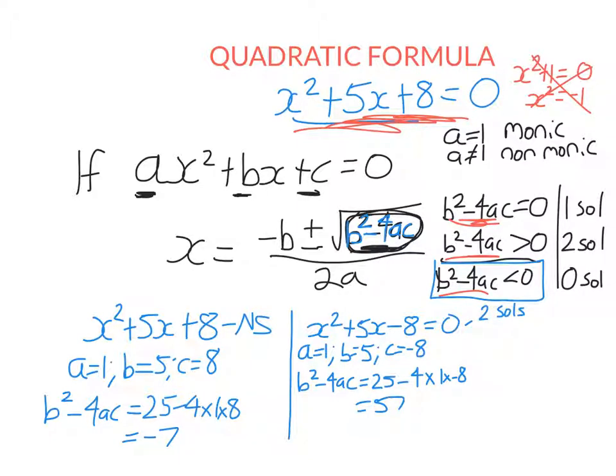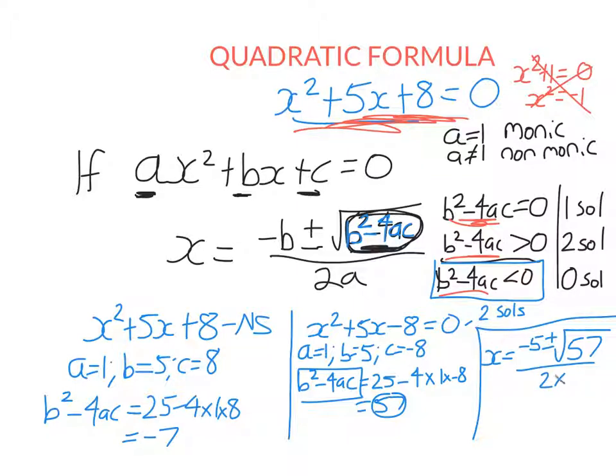But I can't really factorize because I don't know two numbers that multiply to -8 and add to 5. Turns out they're going to be irrational. So let's use the quadratic formula to find what those numbers are. So x will be minus b plus or minus the square root. Now we just figured out b squared minus 4ac is 57, so I put 57 there, over 2 times a, which is 1.